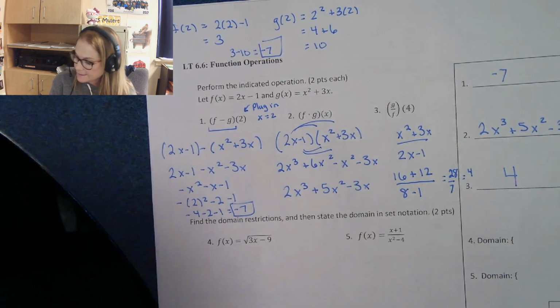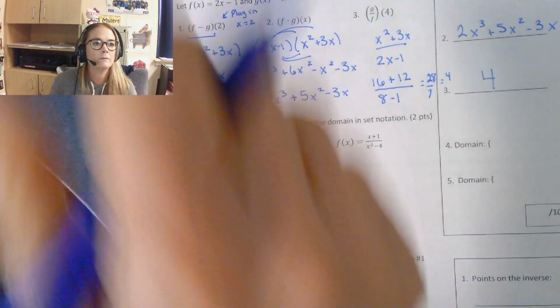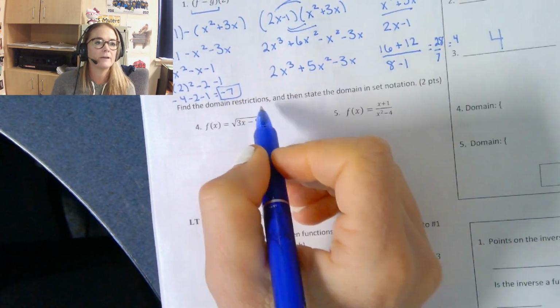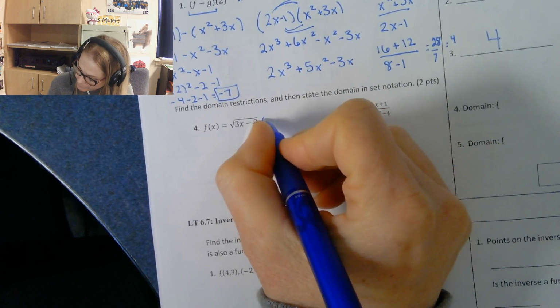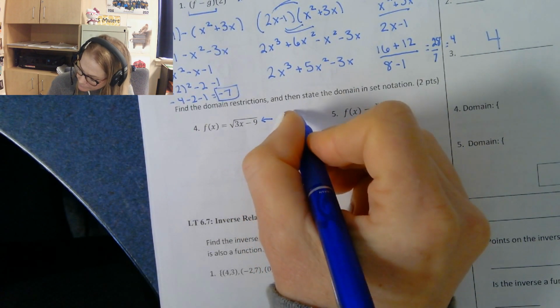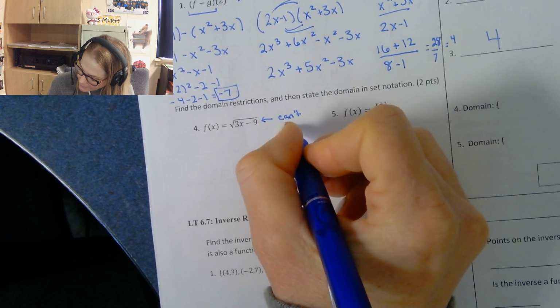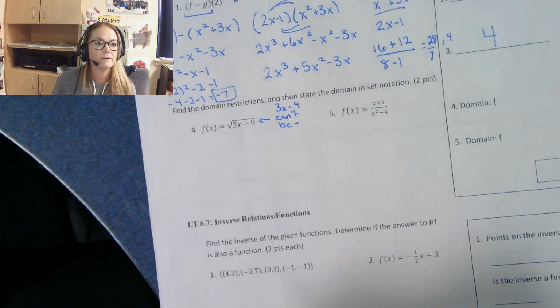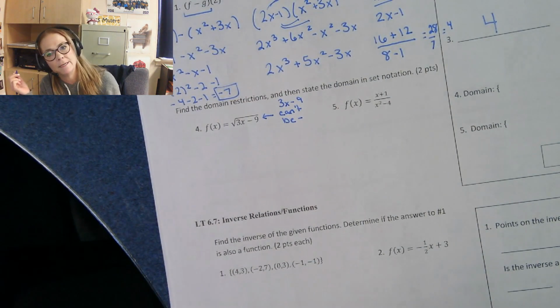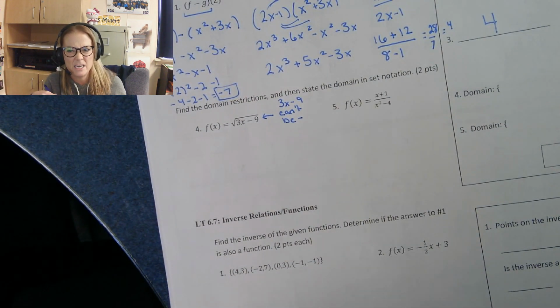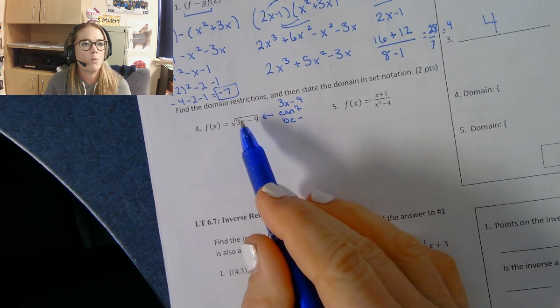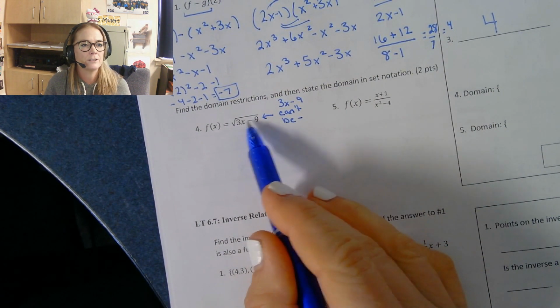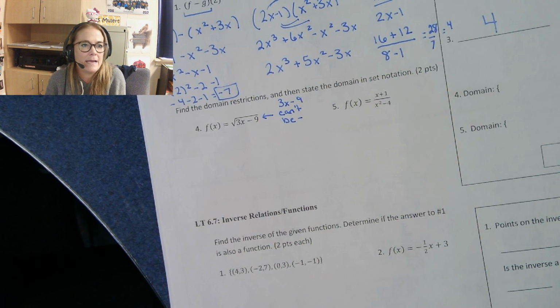All right, in 6.6, domain restrictions. And so basically, what can I plug in for x? Well, I don't want a negative under here. So this can't be negative. So 3x minus 9 can't be negative. So the domain restriction is basically just telling you what x can't be, because I don't want a negative under there. For example, if x was 1, this would be 3 times 1, which is 3, minus 9, that'd be negative 6. So x can't be 1.